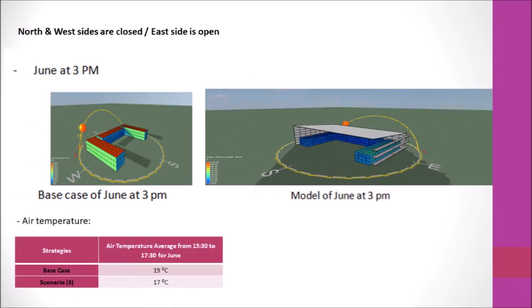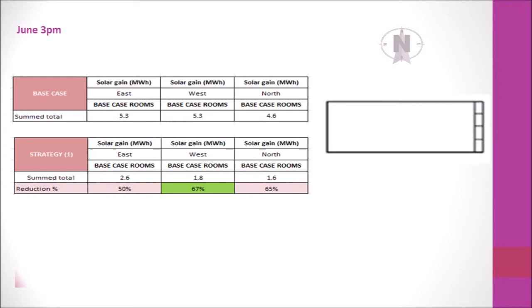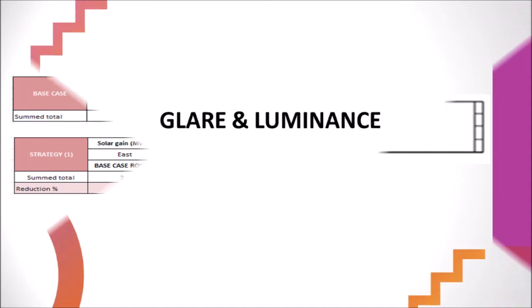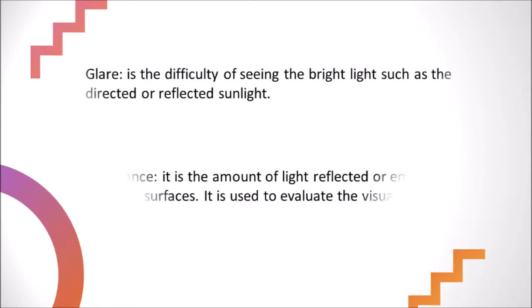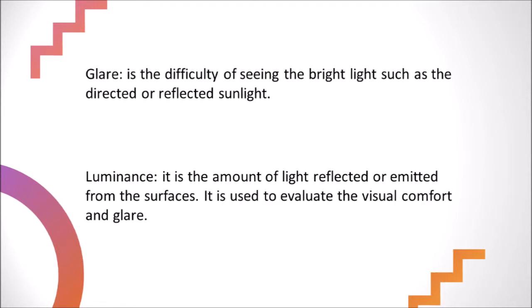In June, we closed north and west and opened the east. The reduction of air temperature is 2 degrees. The highest reduction at 60%. Glare and luminance. In IES simulation, we tested the glare and luminance of our pavilion.